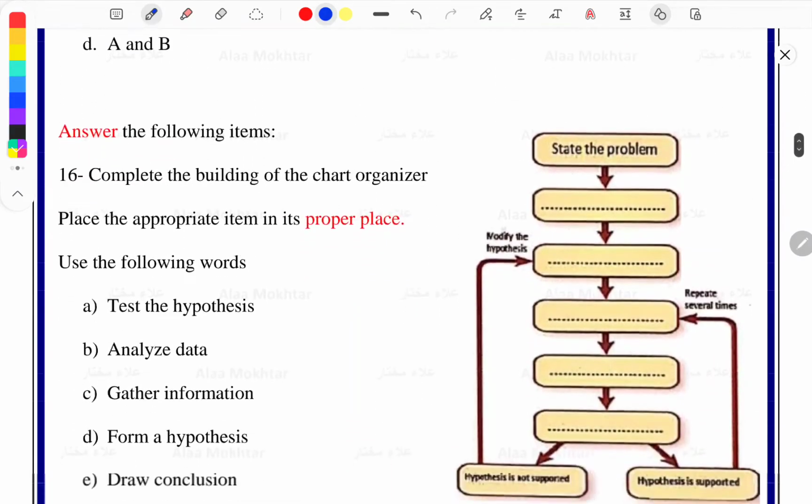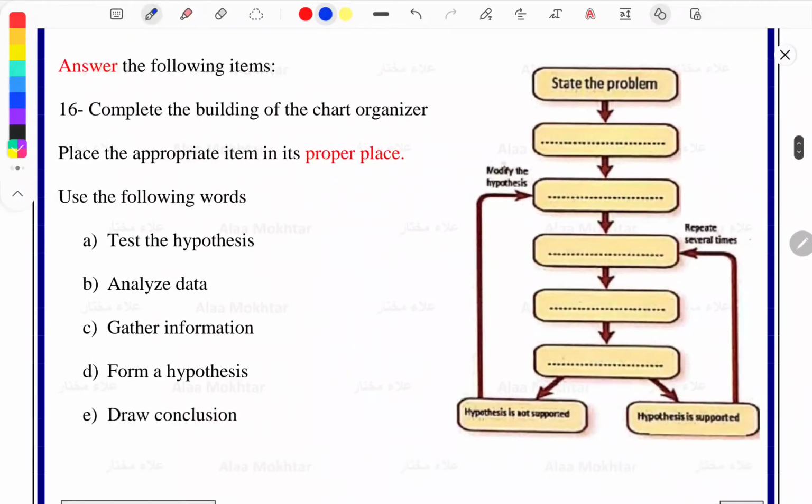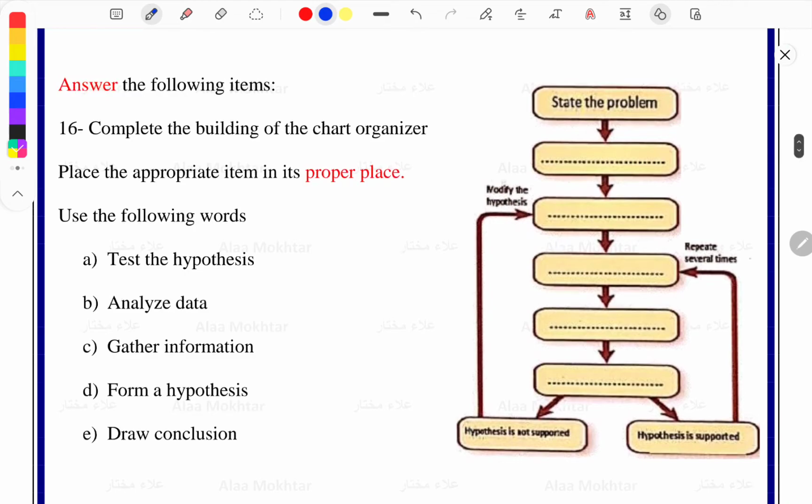The next question. Answer the following items. Complete the building of chart organizer. Place the appropriate item in its proper place. This is scientific thinking, or how to think in the scientific method, yes. Place the appropriate item in proper places. The first step is state the problem.